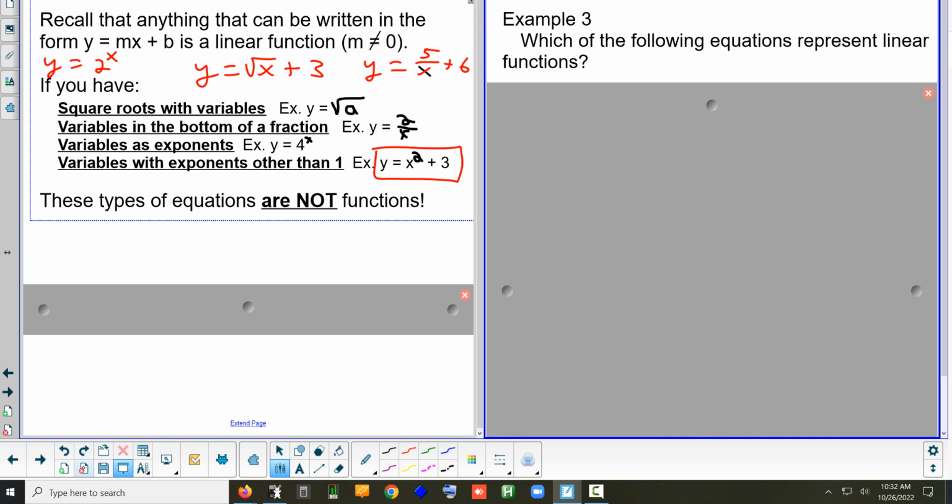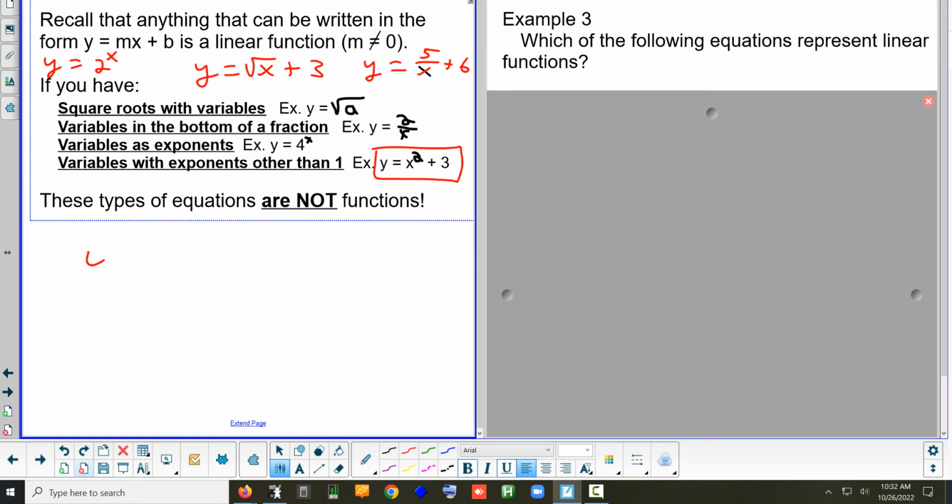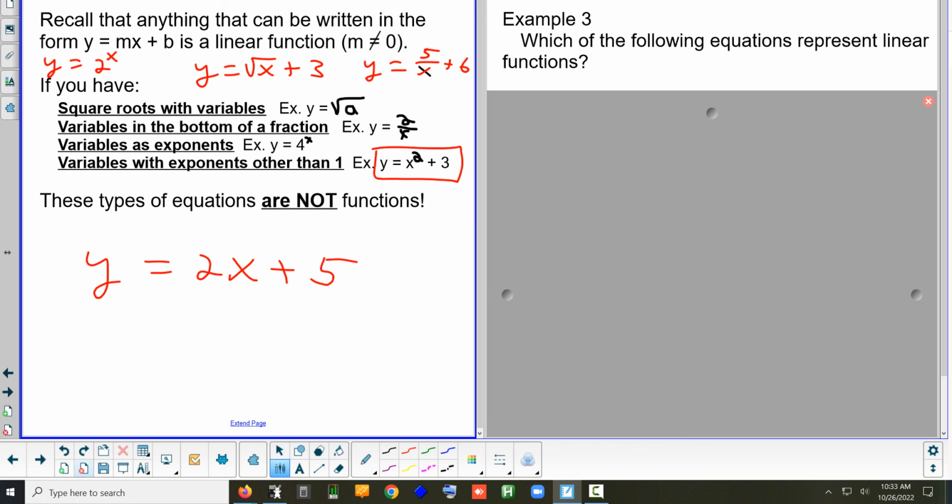Okay, so example 3, last one. Which of the following represent linear functions? There's one other one I want to show you. Let's look at that first. Would that be a linear function? Y equals 2x plus 5. Yes, it would. That would be considered a linear function.